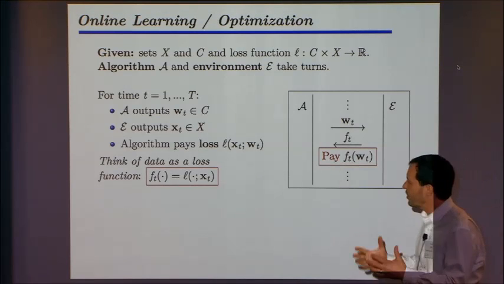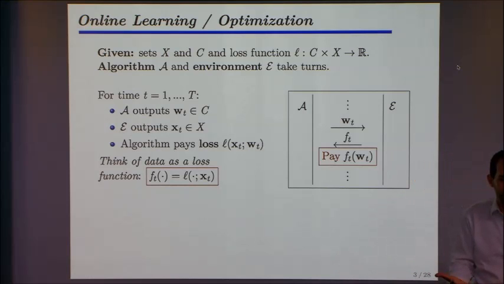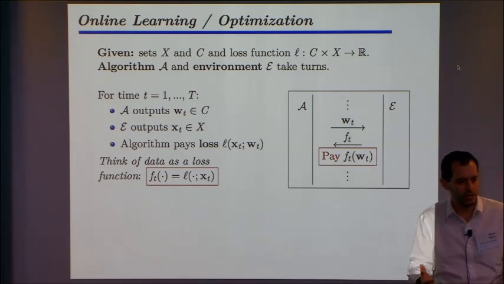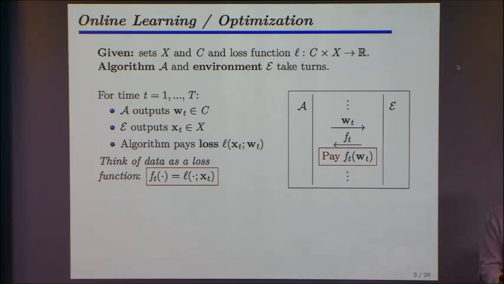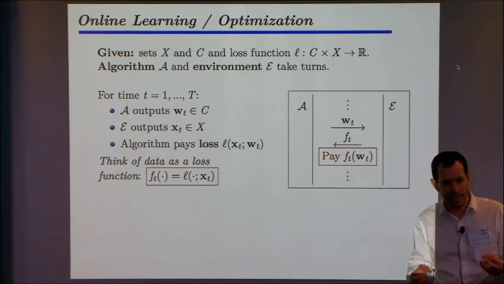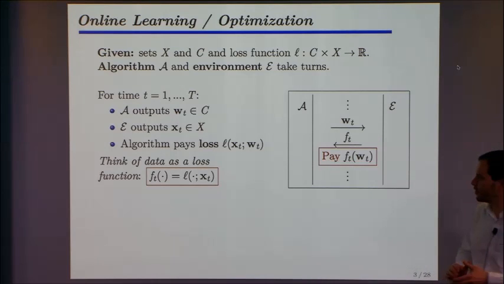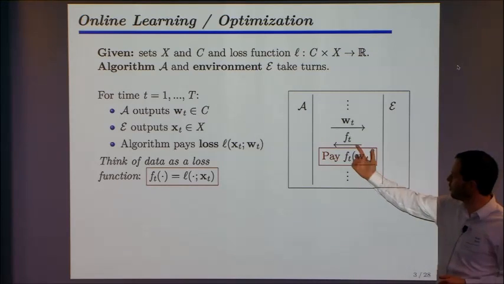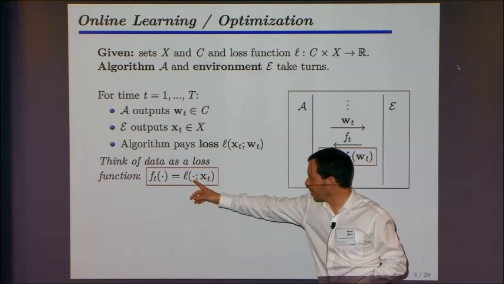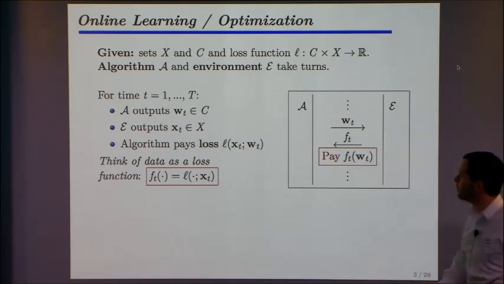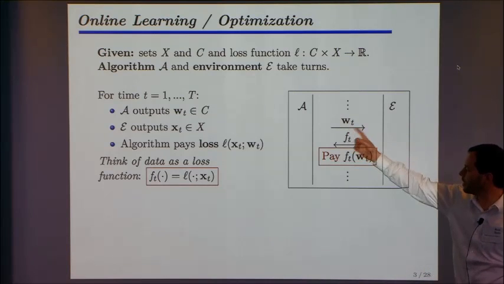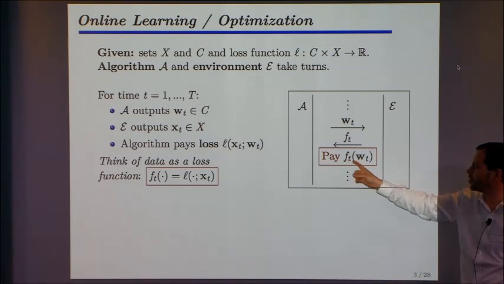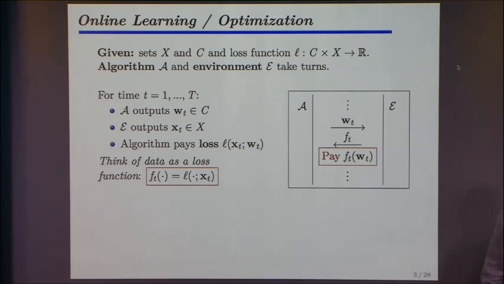So what the data is can vary from application to application, but we'll think of the data as actually giving me a function, a cost function. Normally we think of data as strings and stuff like that, but let's just think of it as the adversary, the environment, producing a cost function. This is just the loss function with the data fixed. So what I pay is, first I make a prediction, then I see the cost function, and I pay this cost function applied to my prediction.